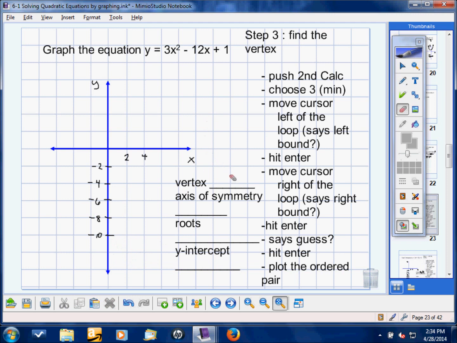What we are looking for, remember, I said we're looking for the vertex, the axis of symmetry, the roots, and the y-intercept. Step 3, this is how you find the vertex. Now the calculator makes you push quite a few buttons to do that, but that's why I said you have to practice. Because you're not going to read each direction every time you do this. But I did take the time to type them out.